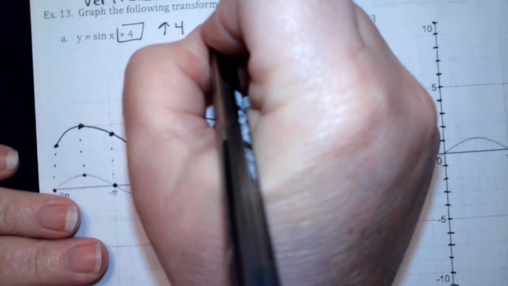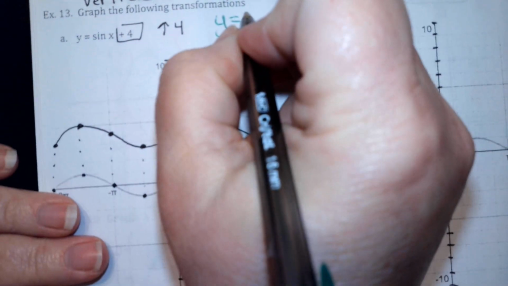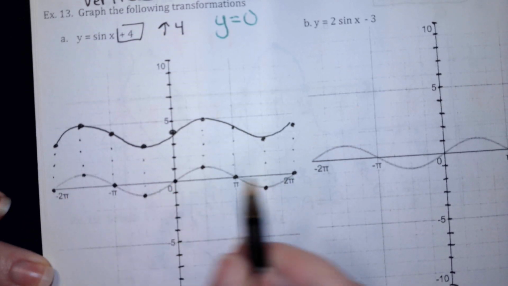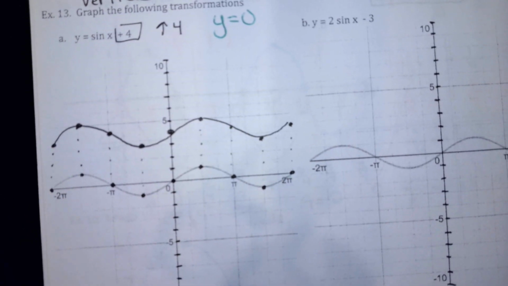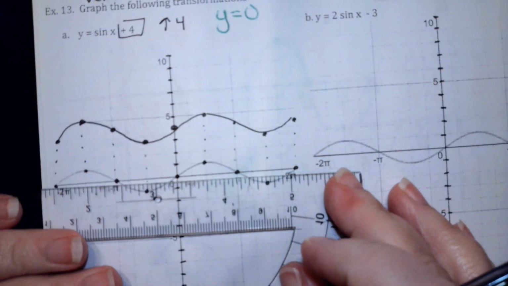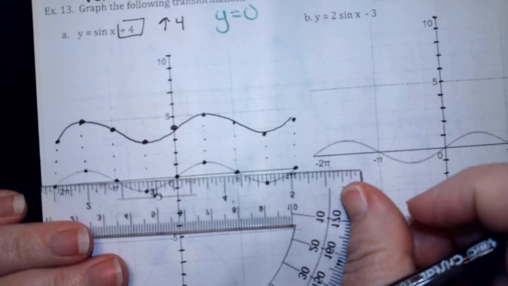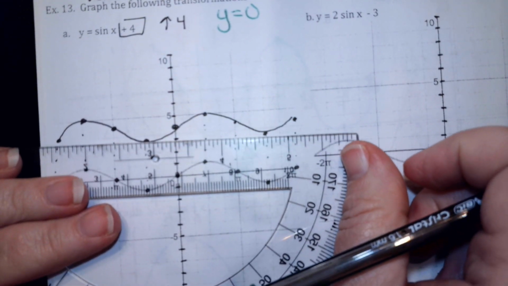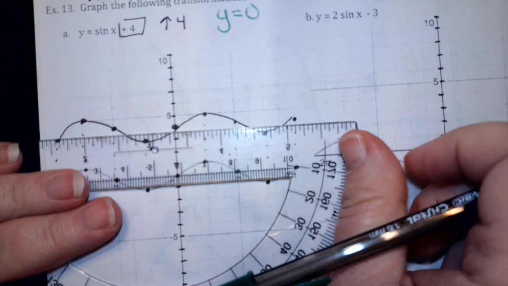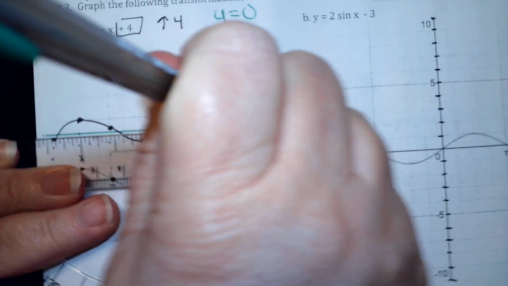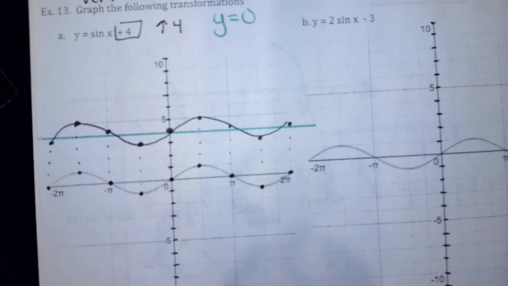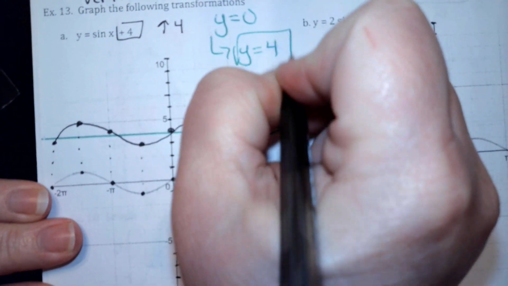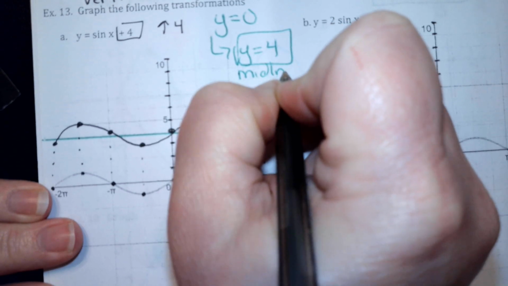Your original midline is y equals 0. So right here, this is your original midline, the line smack dab in the middle. What we are really doing is taking that midline and moving it up 4 units. So 1, 2, 3, 4. So now our midline is actually at y equals 4. That is the new midline.